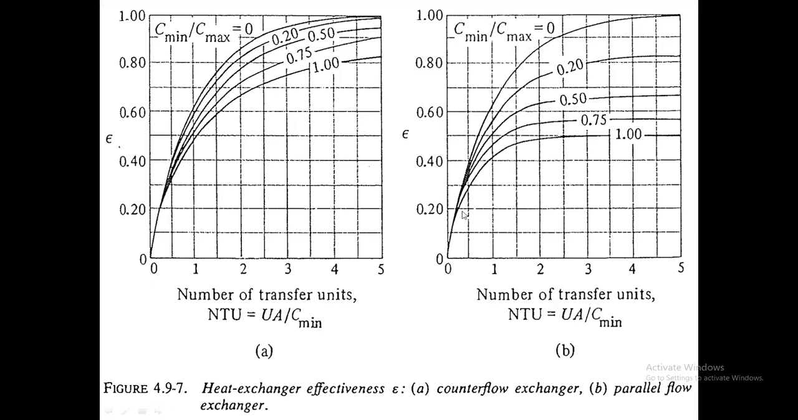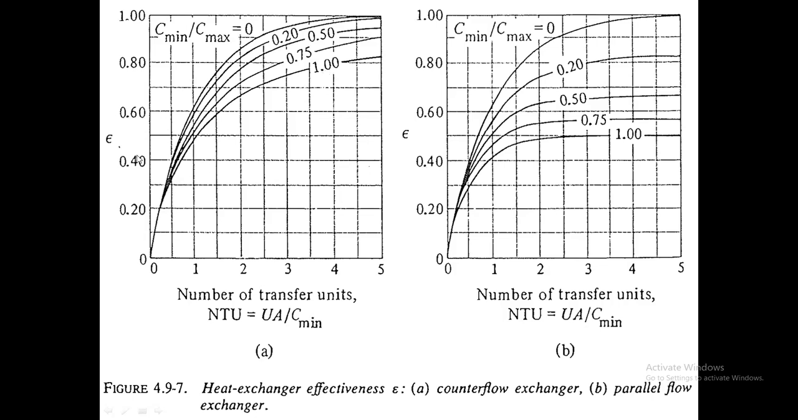So in the diagram, you need to know the number of transfer units. If it's not given in the problem, you can solve for it if you're given the UA and the C minimum, or you can determine the C minimum first, substitute it in the formula, then use it as a divisor for the product of UA. The NTU you need here on the horizontal axis.